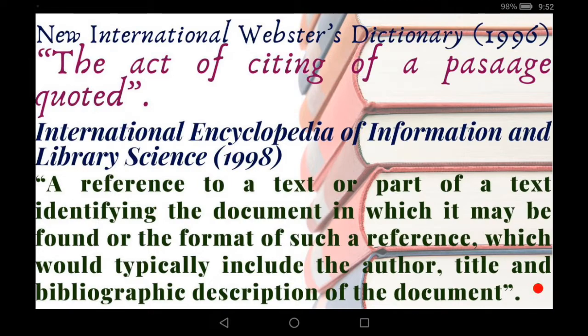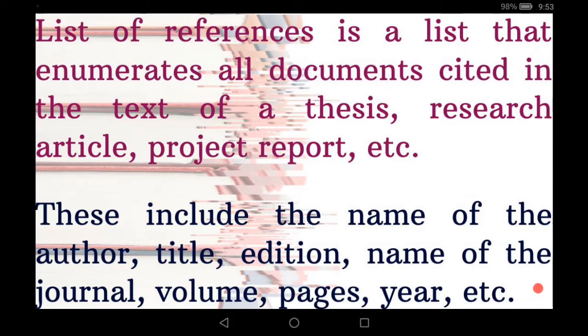MLA is the most popular citation style for humanities, and we students of English literature follow this MLA style when we write research papers and do our thesis work, which is updated time after time. There is one more technical term, that is list of references.